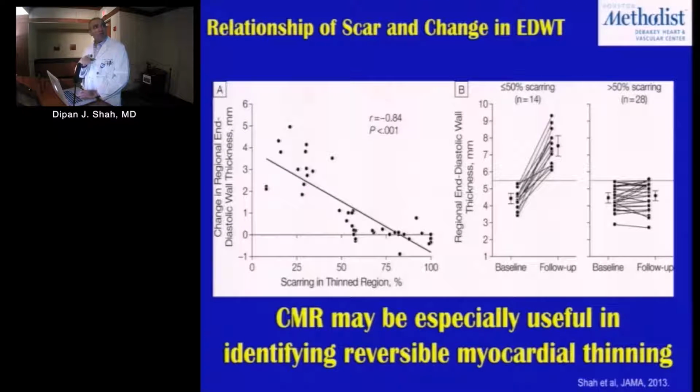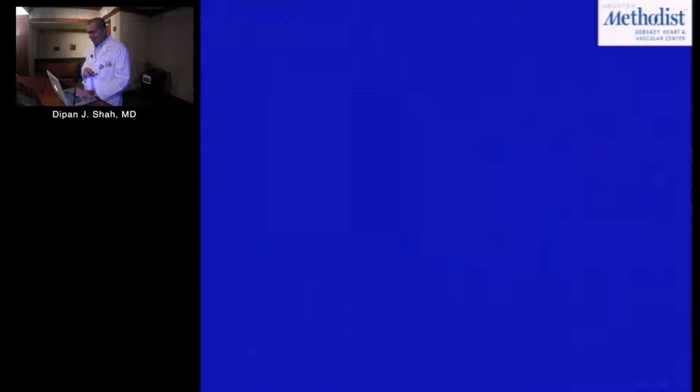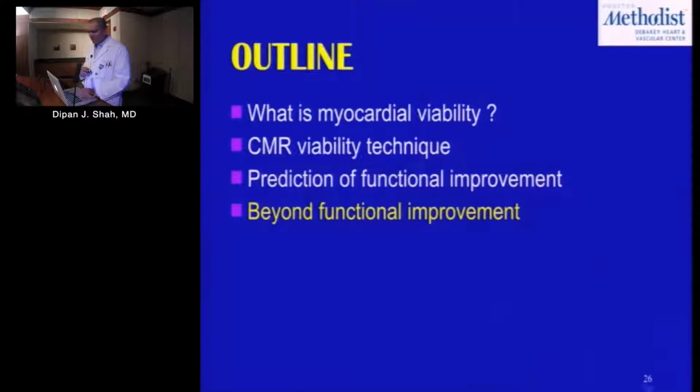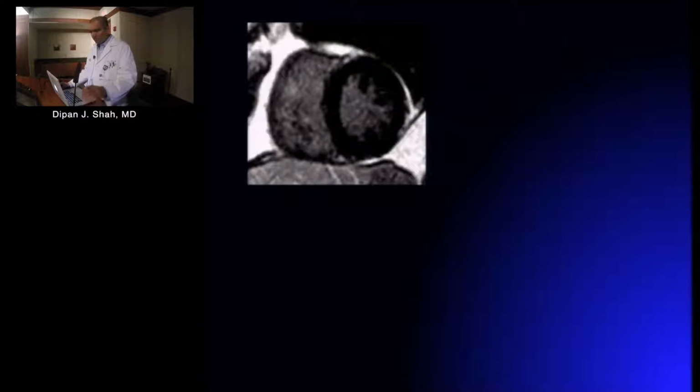So this, I think, is one example scenario where CMR may be useful, in patients with myocardial thinning. And really, it's the only technique that's been demonstrated to be able to identify a priori patients that may demonstrate reversible myocardial thinning. Now, let me talk a little bit about some of the basic principles. So let's go to more of a theoretical world here.